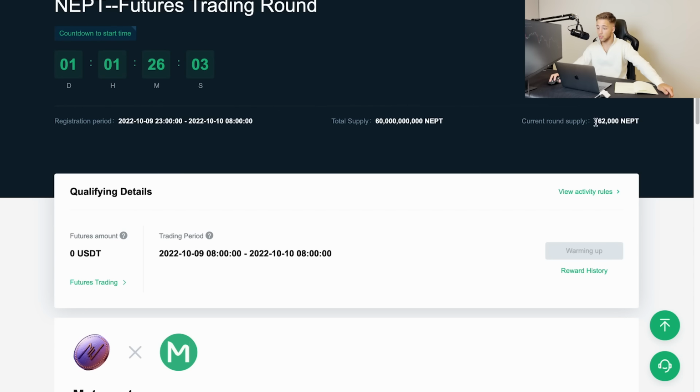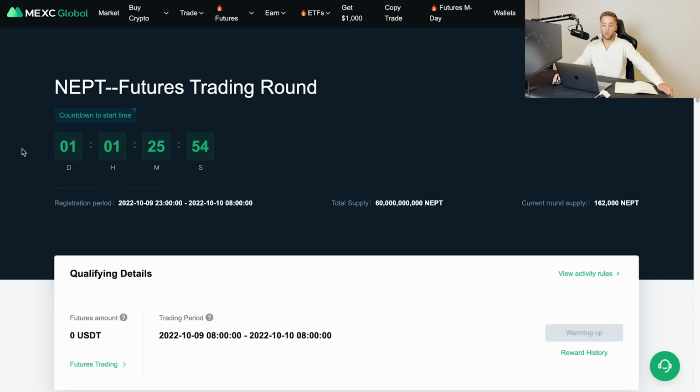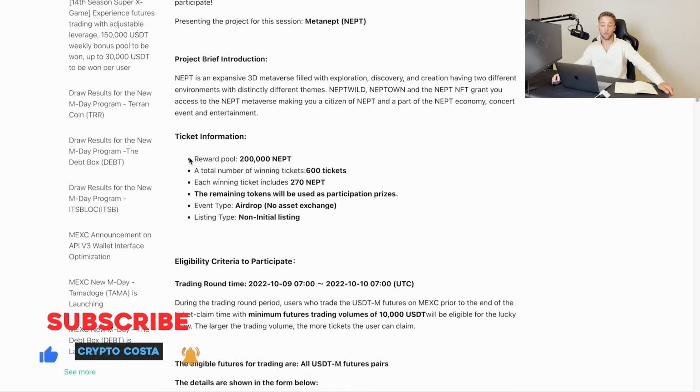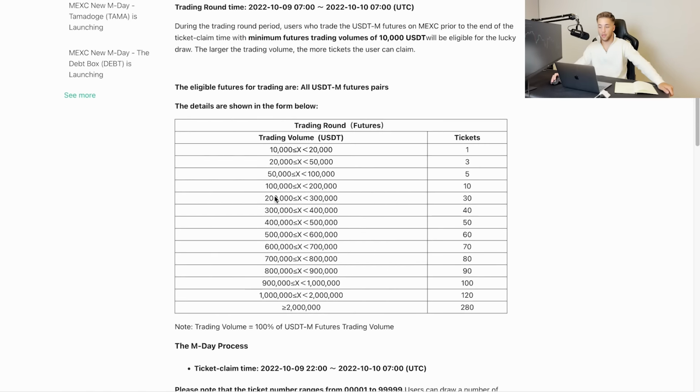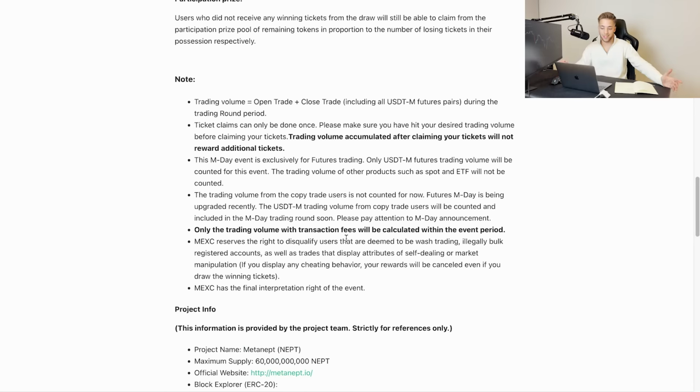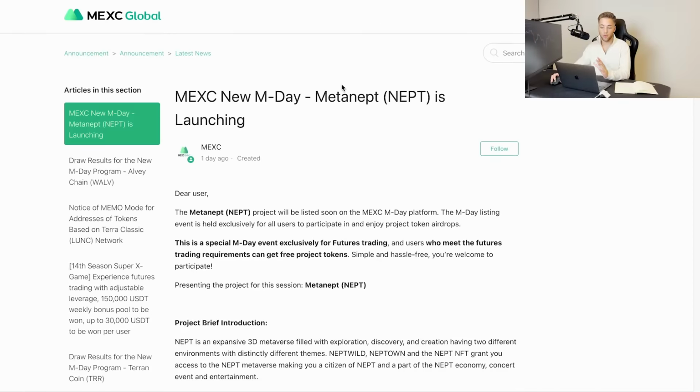And the current round supply is 162 NEPT tokens. The total supply is 60 billion NEPT tokens. There is one more day to get involved in this. You can also do it. You basically need a MEXC account, deposit, trade, and that gets you a possibility to win. And the reward pool is 200,000 NEPT tokens, like I told you. Basically all you have to do is check if you won or not. It's that simple. And yes, you are going to be able to sell these tokens straight away.